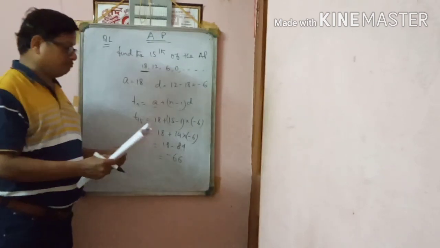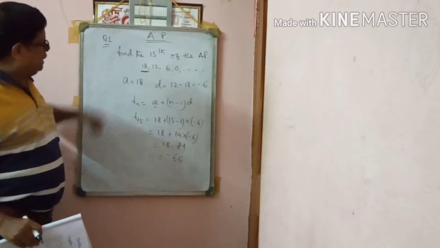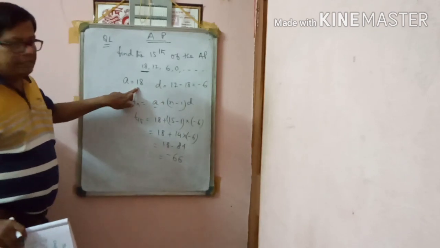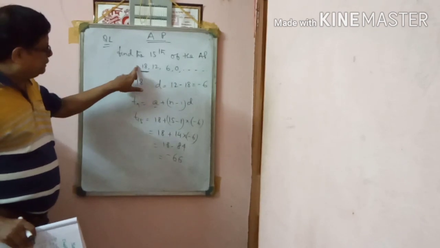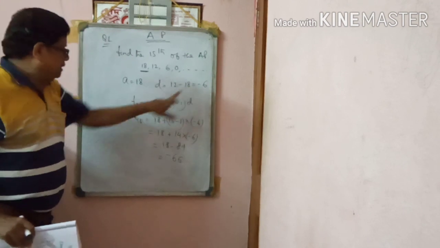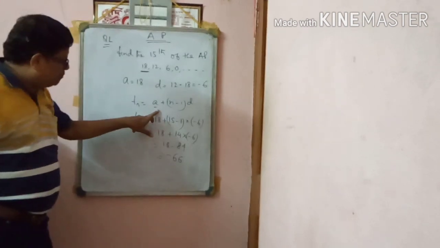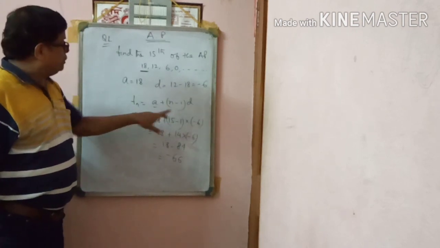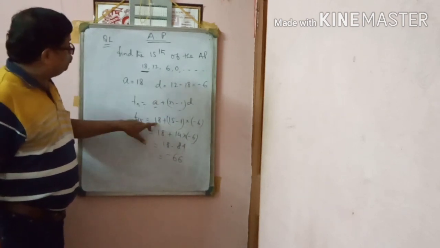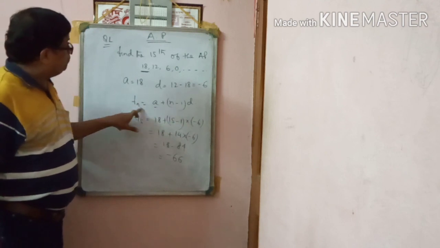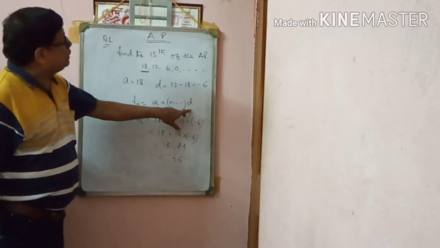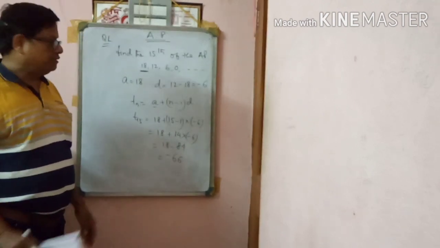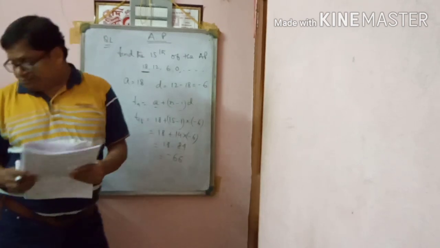Copy first. A equals 18, D equals 12 minus 18, that is minus 6. Then Tn equals A plus n minus 1 into D. According to this formula, put A equal to 18, n equal to 15, D equal to minus 6. Just simplify it. Okay, now the next sum.